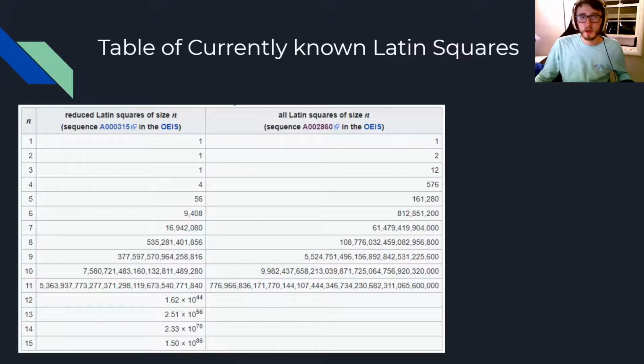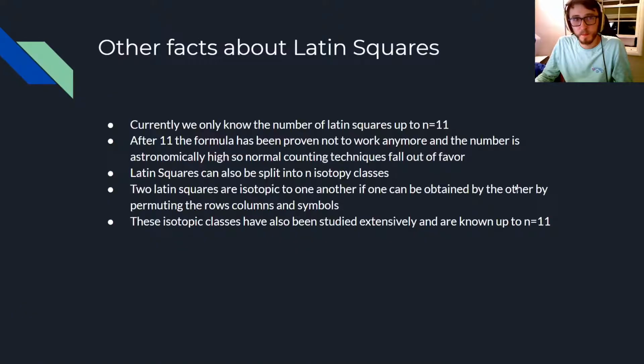Moving forward, here's a table of the currently known Latin squares. As of right now, we only know up to order 11, and we can see why just by looking at these numbers here. Even order 6 is pretty big, 812 million, but going forward to order 7, that's 61 trillion 479 billion 419 million 904,000. That's just an absurd number, and it gets very large.